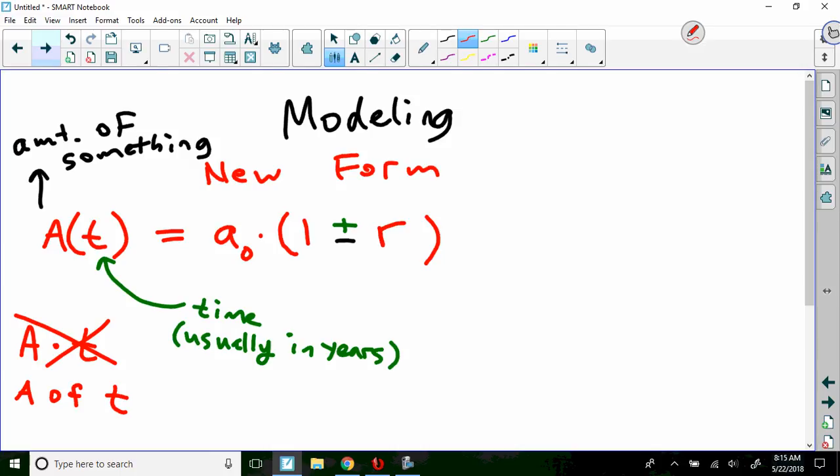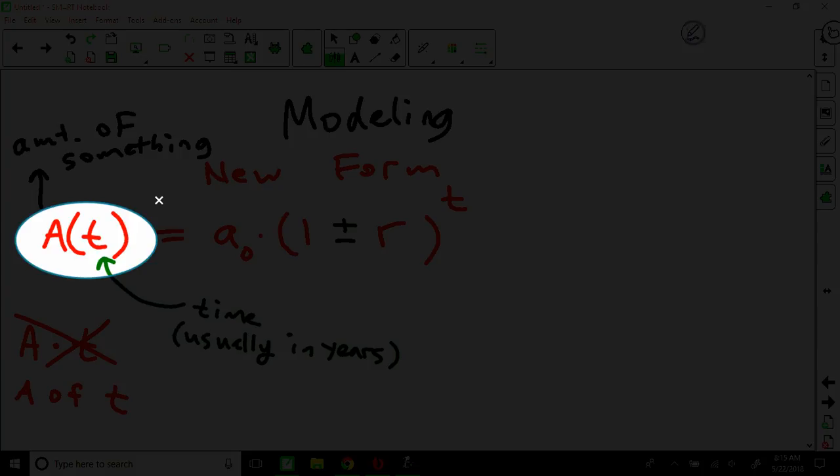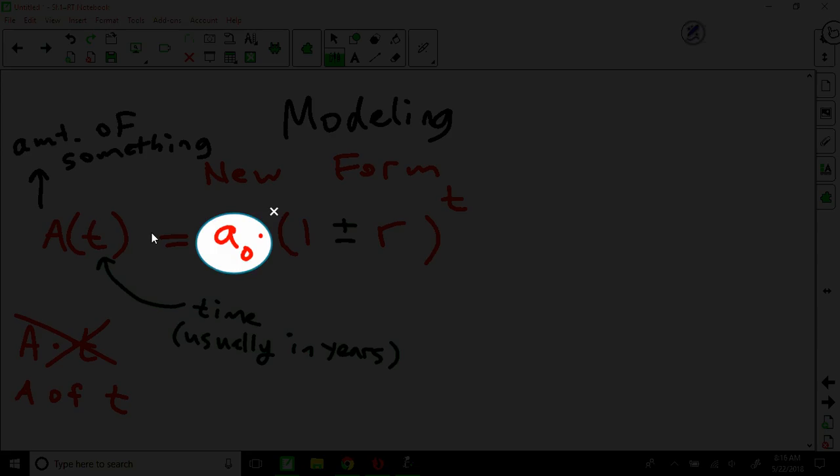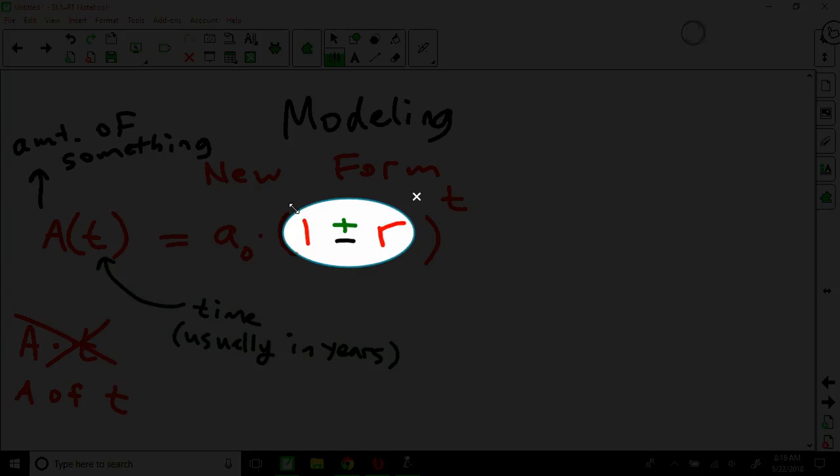That's the thing I like about math. In math, everything we use is chosen for a reason, and usually it makes sense. So a sub 0 times the quantity of 1 plus or minus r, and all that quantity, instead of being raised to the x power in this context, is going to be raised to the t power. Okay. So just to clarify some things, A of t is the same thing as your y. That's the same thing as your f of x. A sub 0 here is the same thing as our a value. Okay, so the same restrictions apply. 1 plus or minus r is the same thing as the b value.